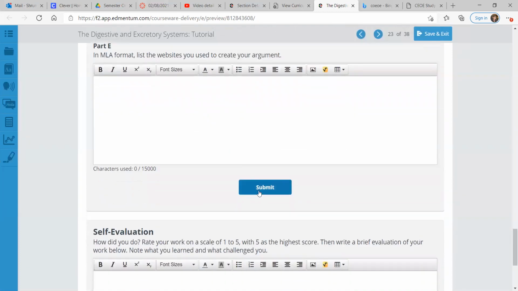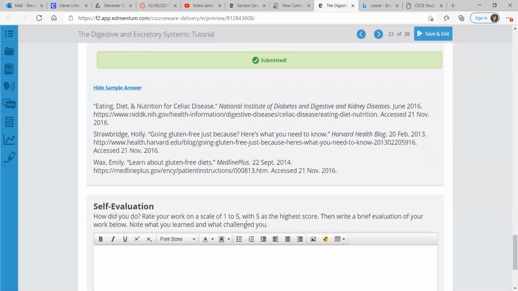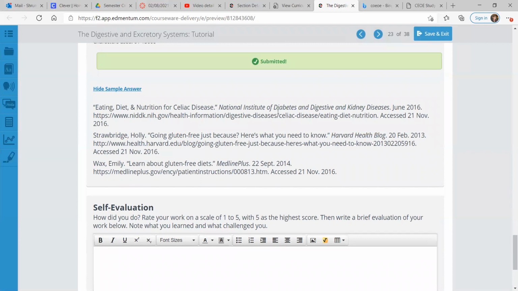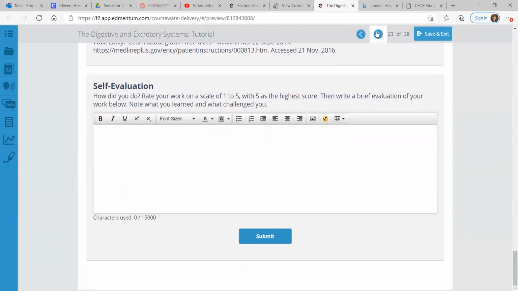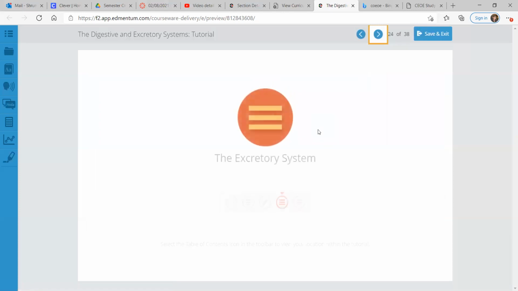And then it asks you to list your sources. And here are a few samples. National Institute of Diabetes and Digestive and Kidney Diseases in 2016. Going gluten-free just because: here's what you need to know, from the Harvard Health blog. And then learn about gluten-free diets from Medline Plus. Those are older. You can also look for more recent research. But yeah, those were just examples.